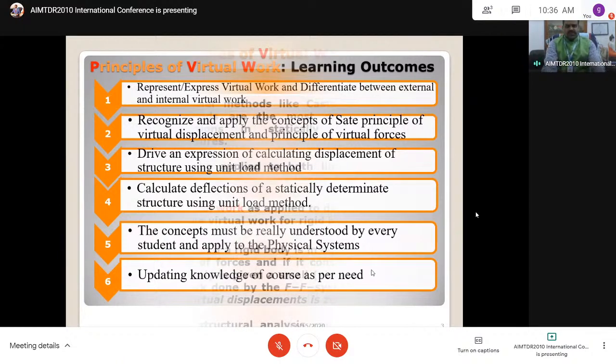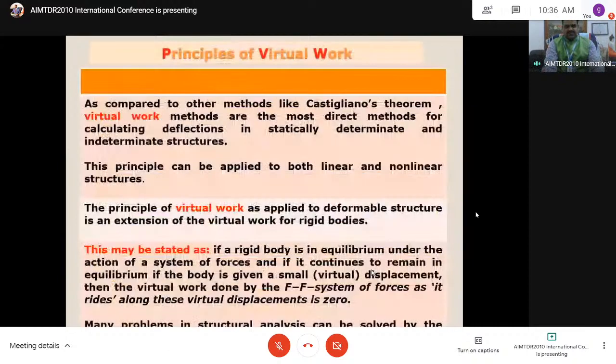Now let us see the introduction and definitions part. As compared with other methods like superposition, Castigliano's theorem, and strain energy for a deformable body, the virtual work method is the most direct method. It is a very simple method for calculating displacements or deflections in statically determinate and indeterminate structures. Both are valid, but we are considering only statically determinate structures.